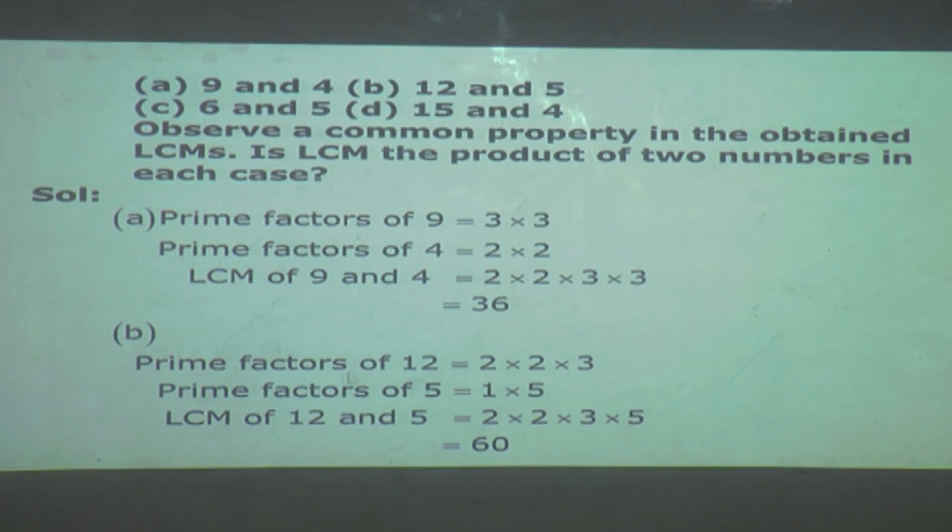Next, we have to find the prime factors of 12 and 5. Prime factors of 12 are 2 into 2 into 3. Prime factors of 5 are 1 into 5. So therefore LCM of 12 and 5 is 2 into 2 into 3 into 5, that is nothing but 60.